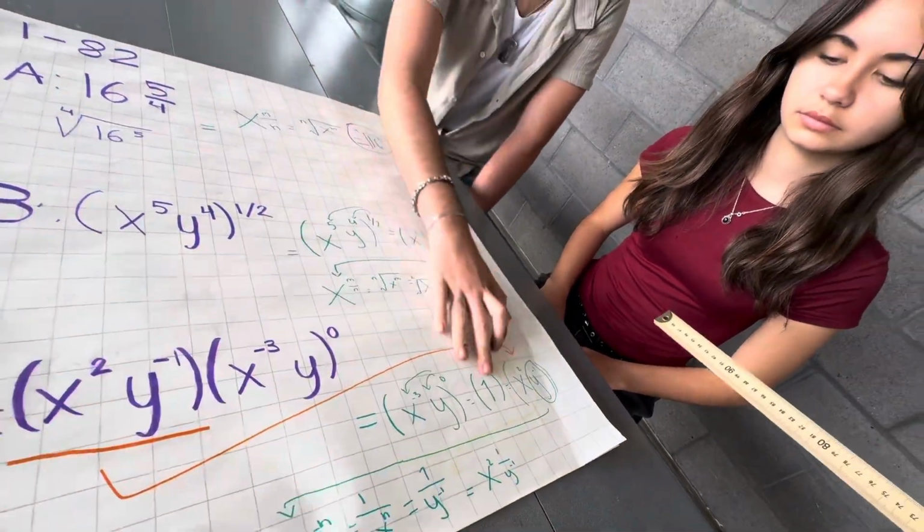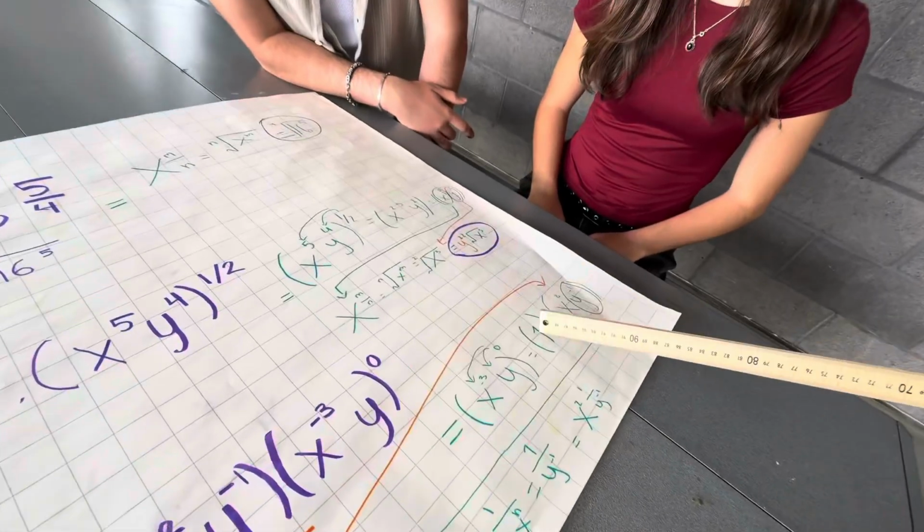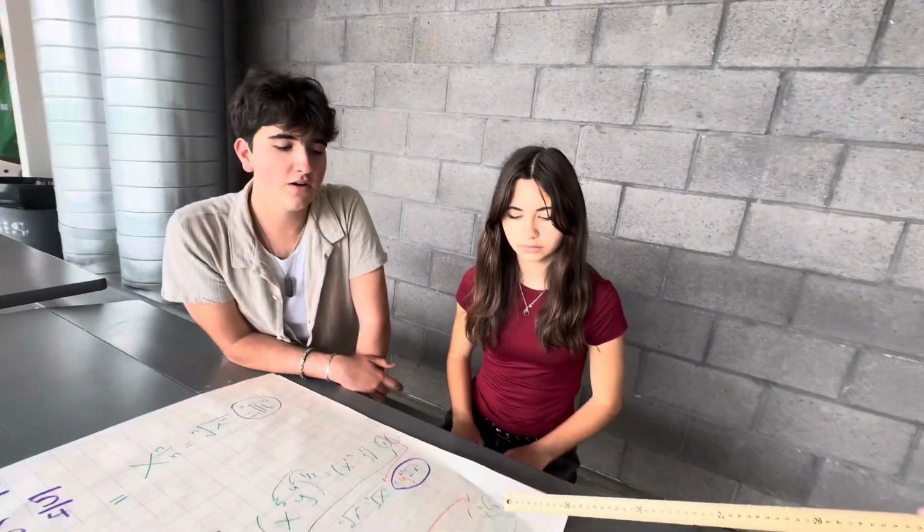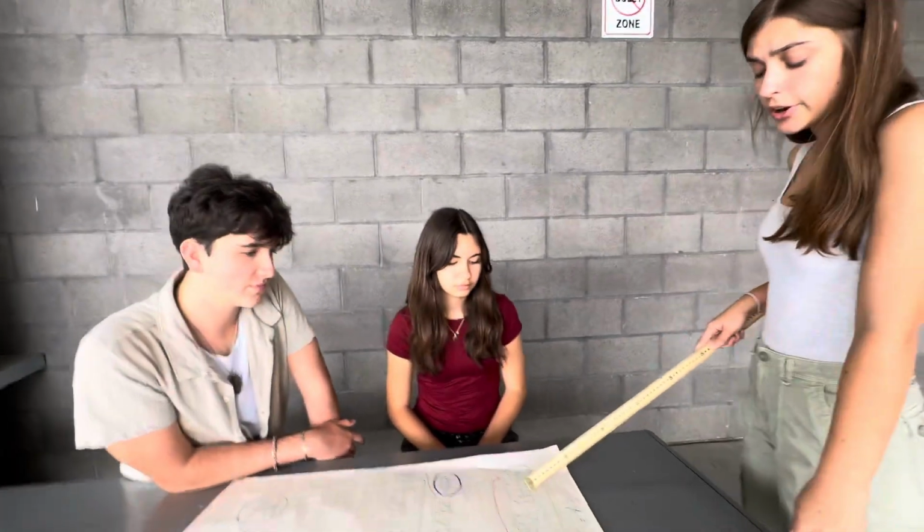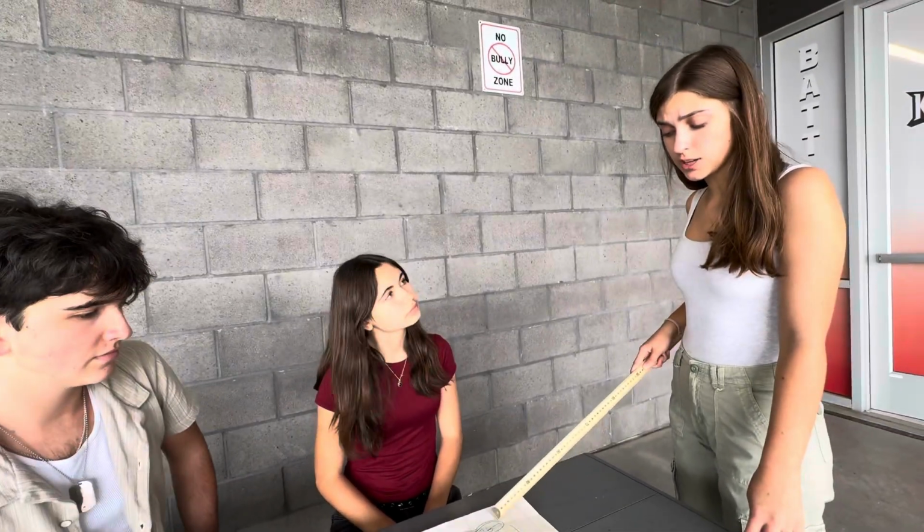Wait, what about the 1? The 1, well, we know that 1 times anything stays the same. So the number doesn't change. And we already know that 1 times this is equal to this. Uh-huh. Okay, that's how we get our answer.